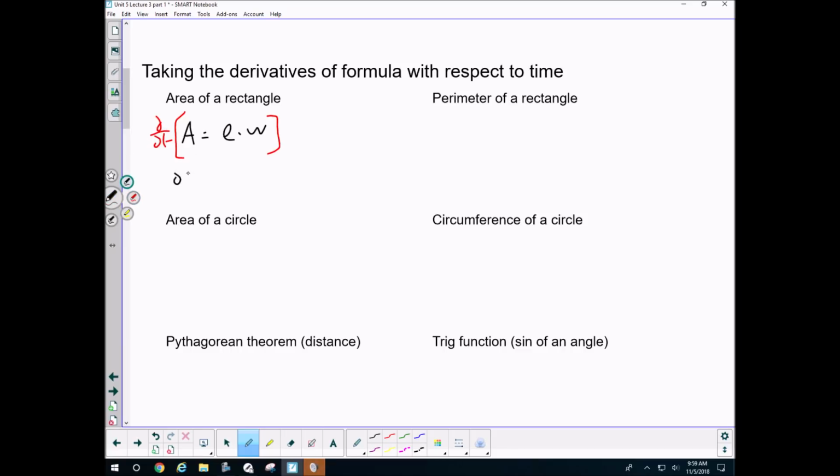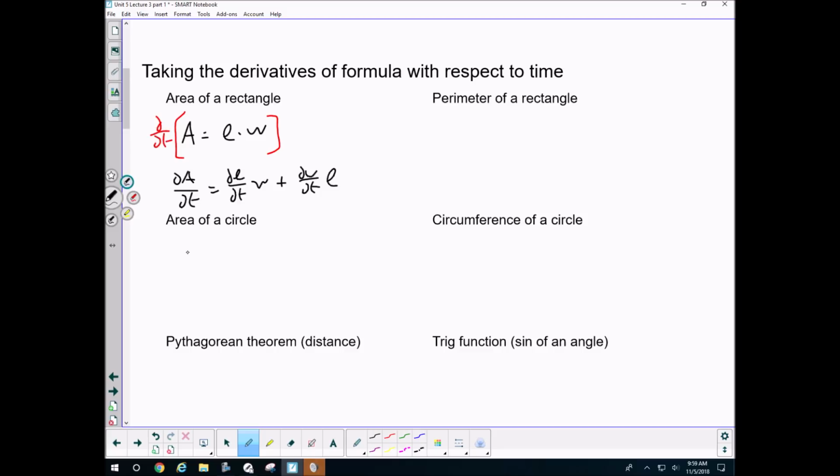And you have to be comfortable saying, okay, the derivative of A would just be dA/dt. You'd have to be comfortable with the product rule here. The derivative of L would be dL/dt times W, plus the derivative of W, dW/dt, times L. So we're using the product rule there.